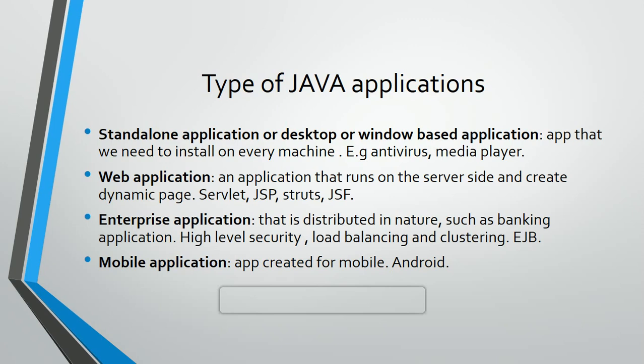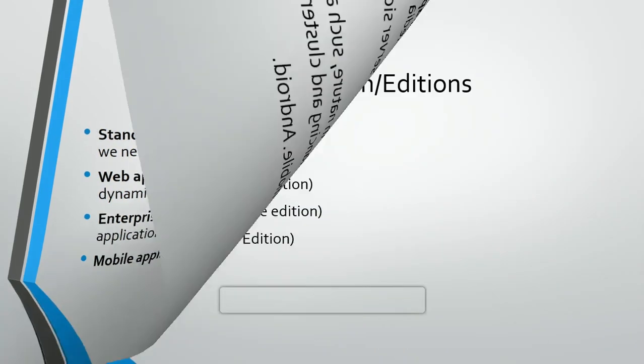And the fourth one is mobile application. We can use Java to create mobile applications. Many Android based mobile applications are using Java as a backend language. I hope everything is clear too. So move on to the next slide.